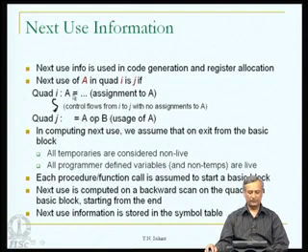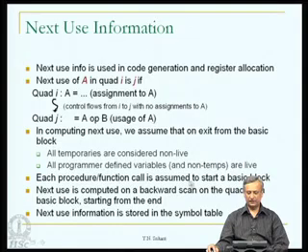So, the next use of this A in quad I is j, if this is true. In computing the next use, we assume that on exit from the basic block, all temporaries are considered non-live. So, they are not useful anymore. All programmer defined variables and non-temporaries are live. This is the assumption that we make. If this is not true, then we will have to assume that all variables are non-live.